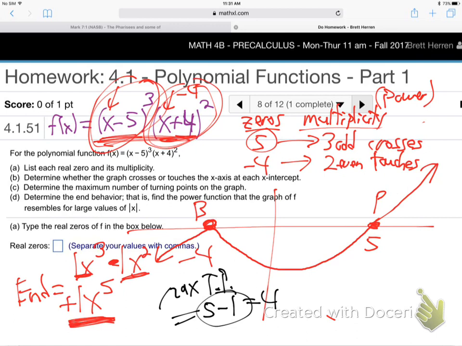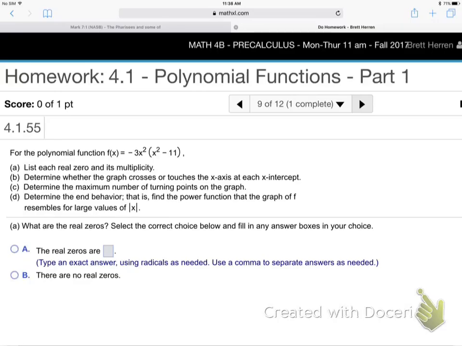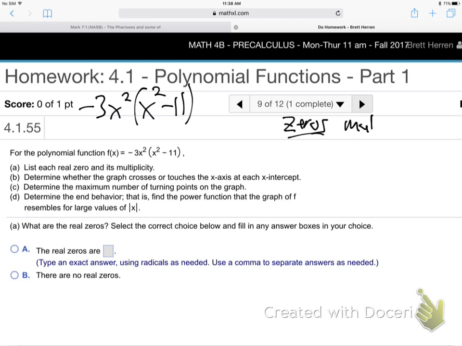Now we've got the end behavior. All right, I'll move ahead. So minus 3x squared, x squared minus 11. Find the zeros and the multiplicity of each. So go ahead and make a little chart like we did a minute ago. Find the zeros and the multiplicity of each one.